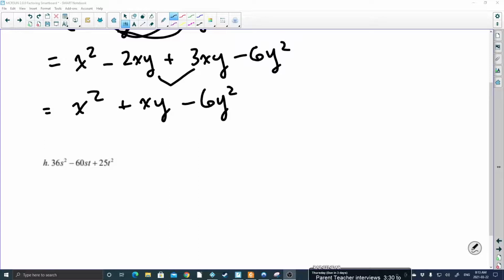So because we can't find a common factor, if we started doing our product and sum calculation, because this is a type 2 trinomial, normally we would do 36 times 25. Already that's going to be a really, really big number, right? So one thing you might want to check before you do anything else is, is this a perfect square trinomial?